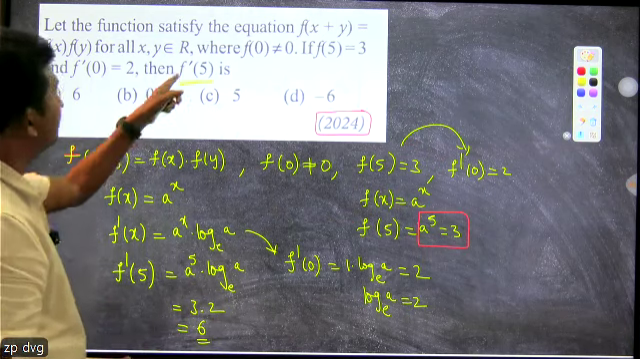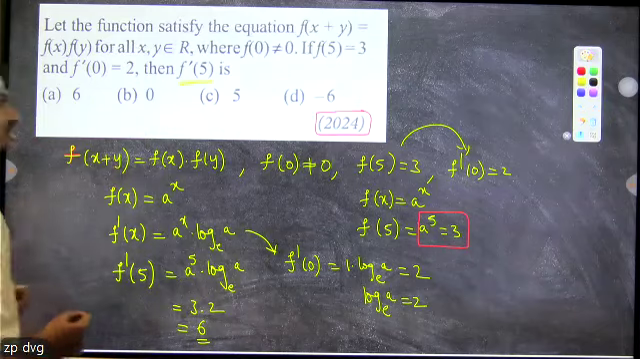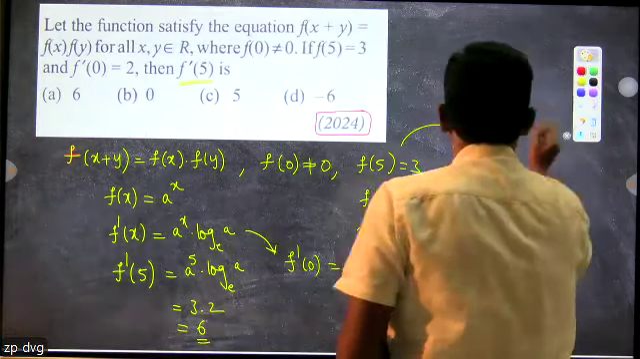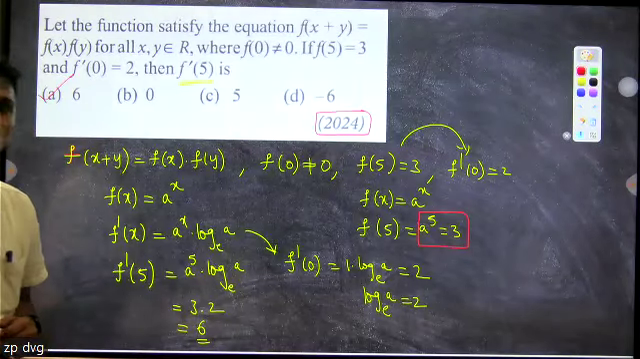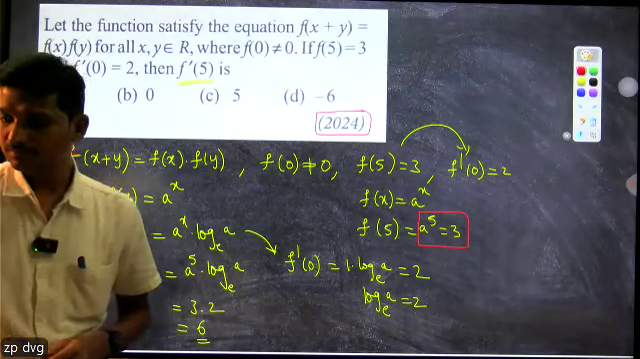So they are asking f dash of 5. F dash of 5 is 6. So which option is the right option? So this first option is the right option, right? I hope you understand this.